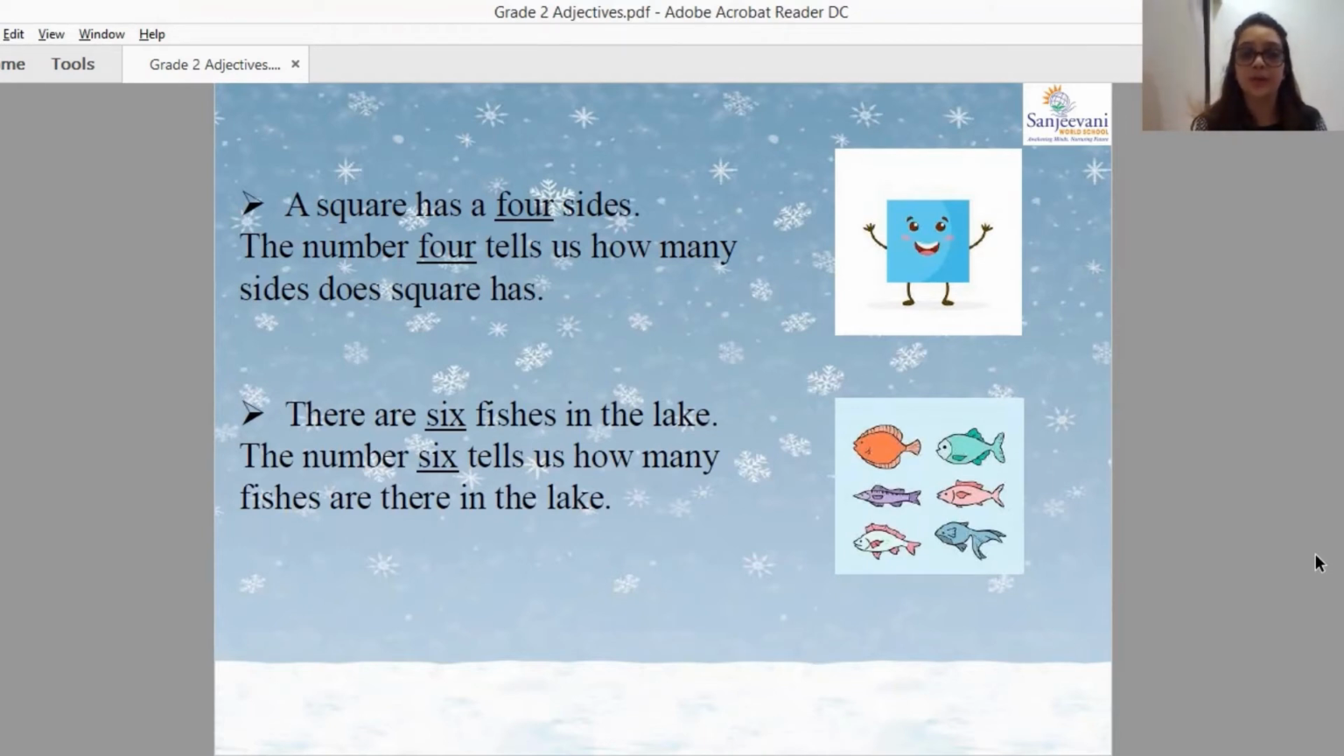So over here, the number 6 is telling how many fishes were there in the lake. Okay, fishes is a noun. Again, it's an animal. It comes under animals, aquatic animals. So it tells more about the fish. It tells more about the noun. That is 6. They are telling that there are a total of 6 fish in the lake. So the number 6 tells us how many fishes are there in the lake.